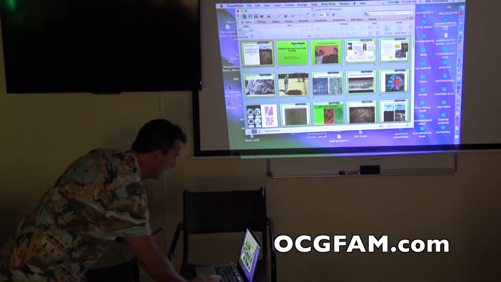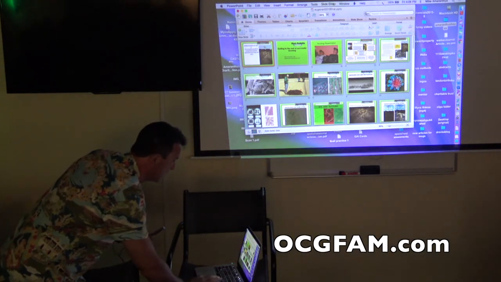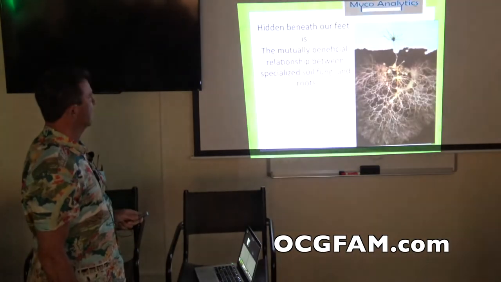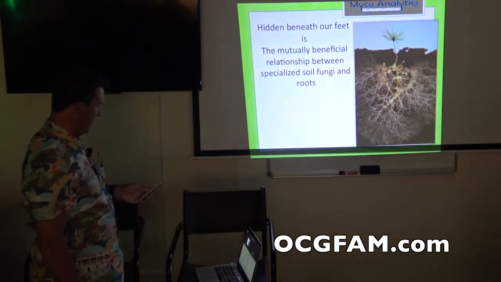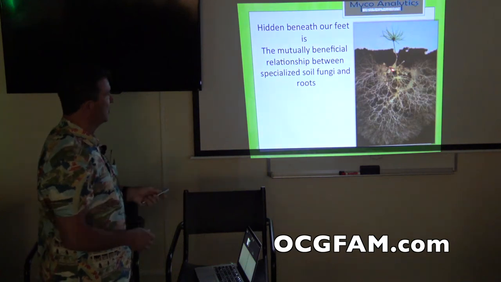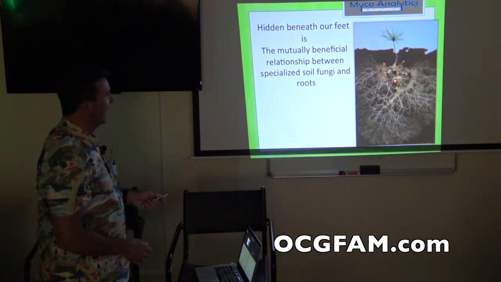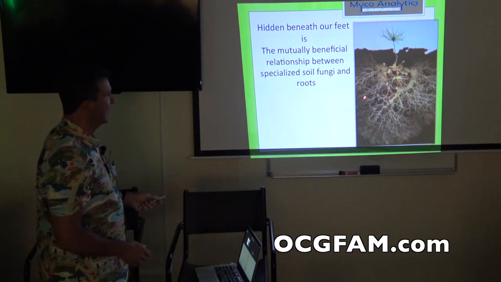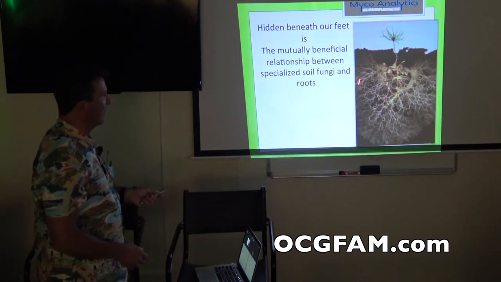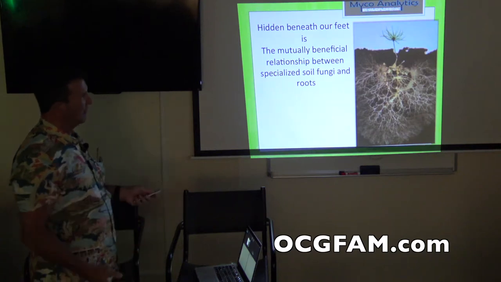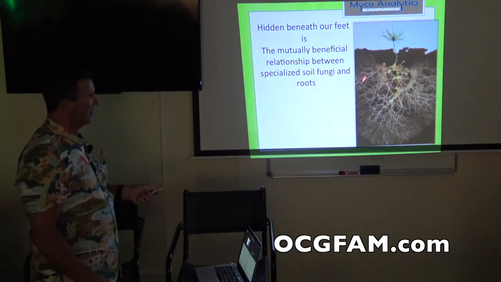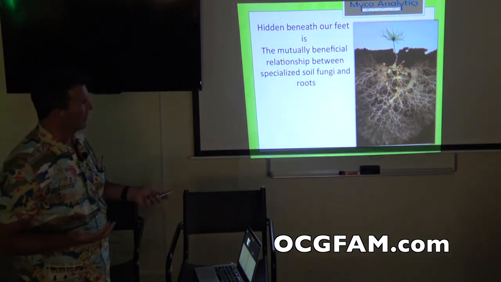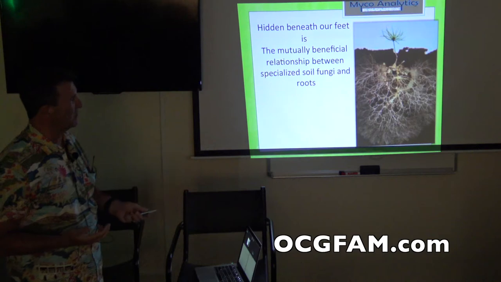We're going to look at the hidden part of the plant below the soil surface. In this case, you can see a little tree grown in a glass box. And here are the roots. These swollen root tips are the mycorrhiza. And these fine filaments are the mycorrhizal fungus, which emanate from the root system into the surrounding soil. And you can see what a tremendous soil volume these threads represent in the soil.